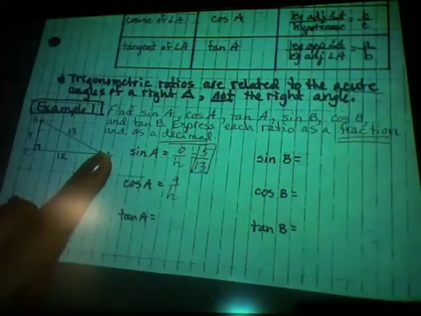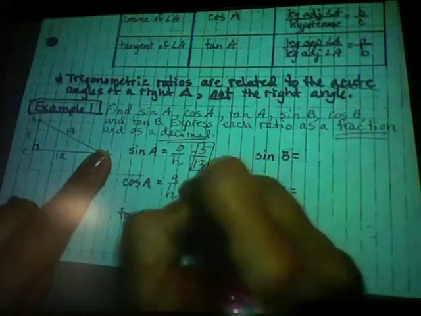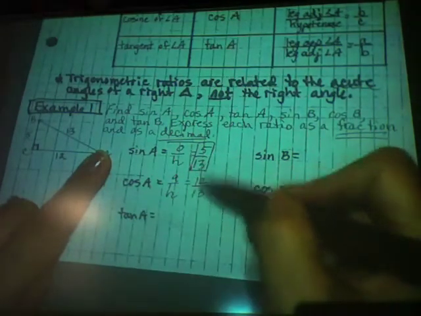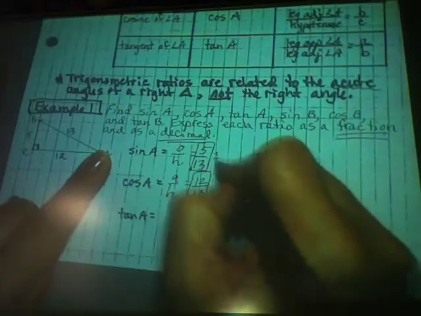Adjacent over hypotenuse, right? And so what is adjacent to A? Leg adjacent, right? It's not any adjacent. 12. What's the hypotenuse? So these both will be over the same denominator. We'll figure out the decimal equivalency in a minute.